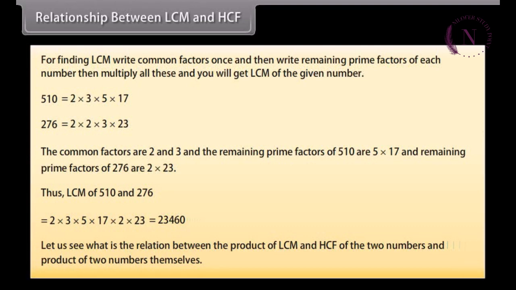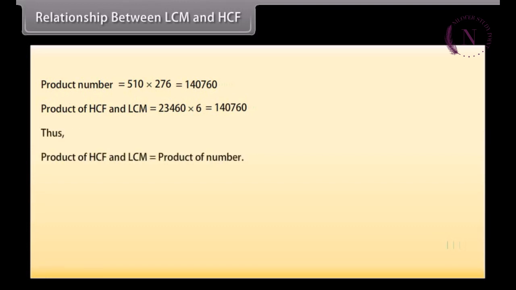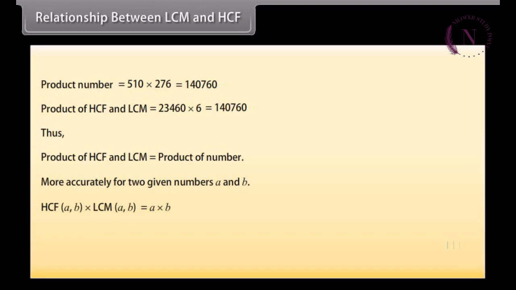Let us see what is the relation between the product of the LCM and HCF of the two numbers and the product of the two numbers themselves. From the above discussed example, the product of the numbers is 510 × 276, which equals 1,40,760. The product of HCF and LCM is 23,460 × 6, which is 1,40,760. Thus, the product of HCF and LCM is equal to the product of the numbers. More accurately, for two given numbers a and b, HCF(a, b) × LCM(a, b) = a × b.